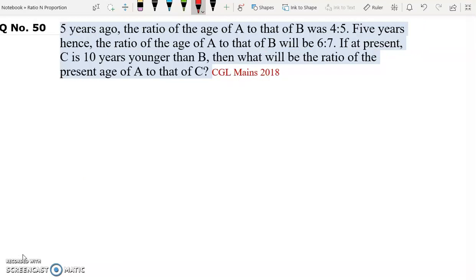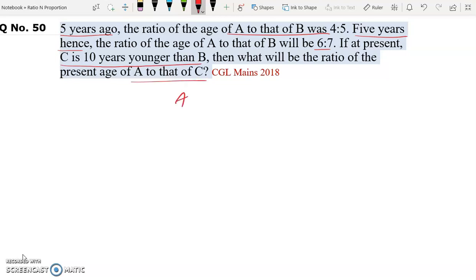Question number 50. 5 years ago, the ratio of the age of A to that of B was 4:5. 5 years hence, the ratio of the age of A to that of B will be 6:7. If at present C is 10 years younger than B, then what will be the ratio of the present age of A to that of C?